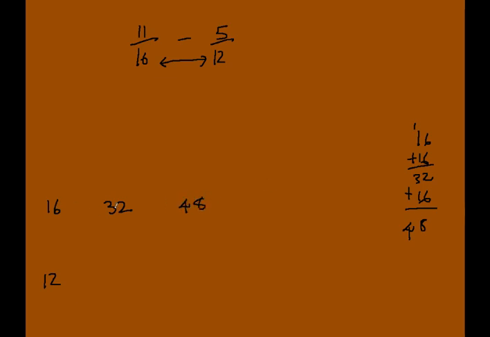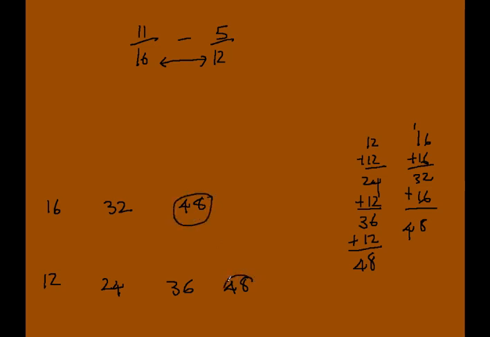The numbers are getting big enough, so start adding with that guy here. 12 plus 12 is 24. So we have 24 here. Add another 12 to it. 4 plus 2 is 6, 2 plus 1 is 3. So we have 36. Then you add another 12 to this. 6 plus 2 is 8, 3 plus 1 is 4. There we go. 48, which is common here and here. So what we want to do is change our 16 to a 48, and change our 12 to a 48 as well.